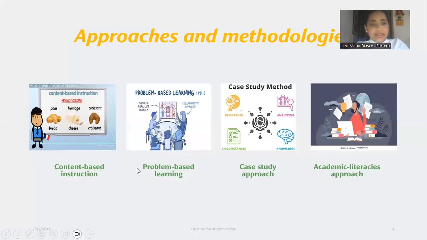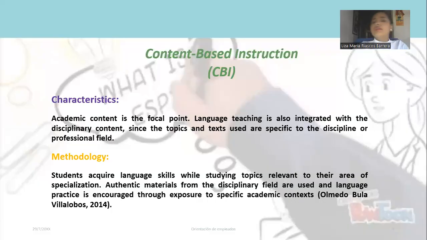We have 4: content-based instruction, problem-based learning, case study approach, and academic literacy approach. Okay, let's start with the content-based instruction.